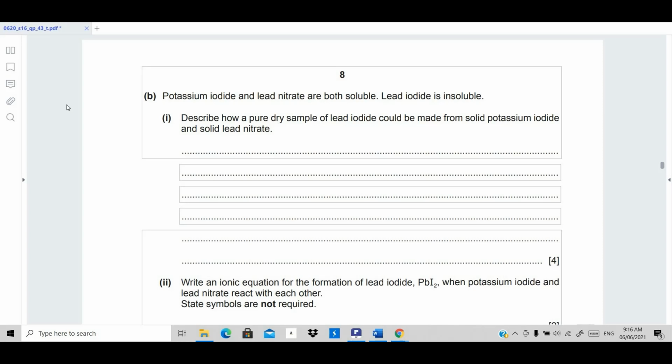You can see lead iodide is the product from this question. You can make up in your mind that lead iodide is an insoluble product, and potassium iodide and lead nitrate are both soluble, and we are using the reactants to make products. So reactants are soluble, and the product is insoluble. Now, how will we obtain a pure dry sample? It's a 4 mark question. 4 details are required. They are not asked to mention any chemical equation.